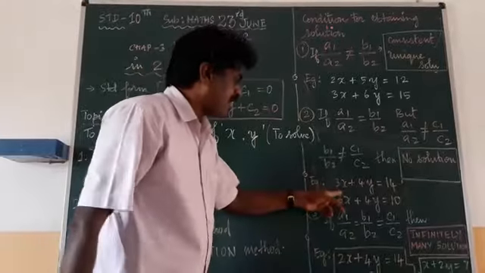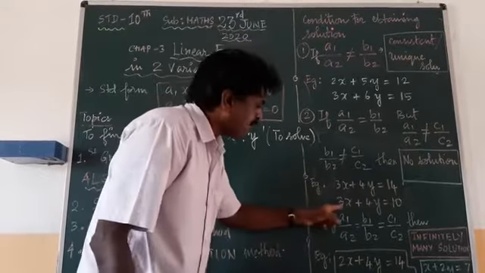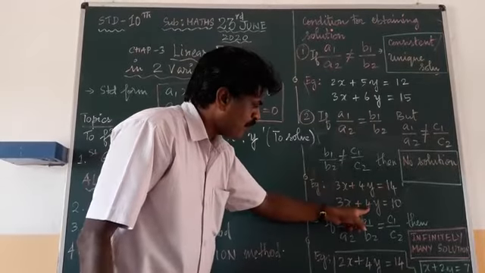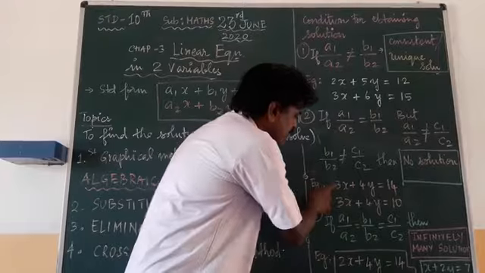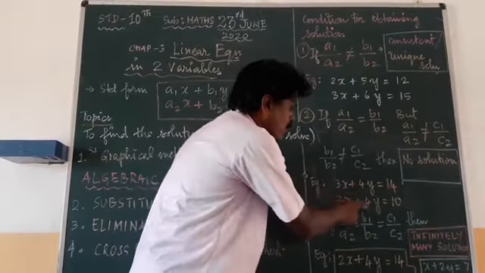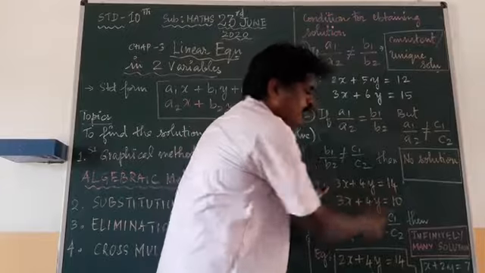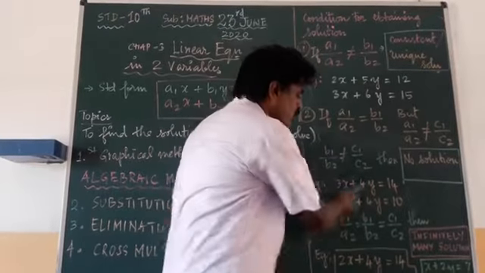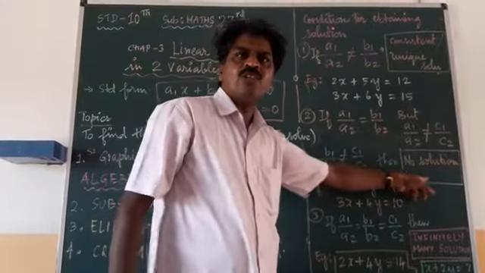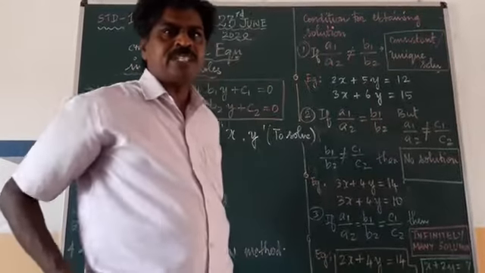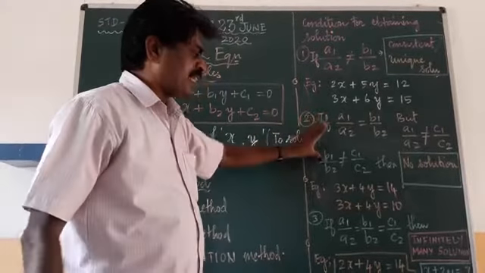Understood? So I have written here 3x plus 4y equal to 14. Same thing, 3x plus 4y equal to 10. We cannot get a solution. See, 3 upon 3, 1. 4 upon 4, 1. So this is equal. But you see, is 3 upon 3 equal to 14 upon 10? No. Is 4 upon 4 equal to 14 upon 10? No. So there is no solution. If you solve the equation, you will never get a solution at all. This is the second condition.